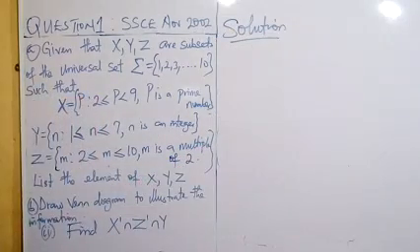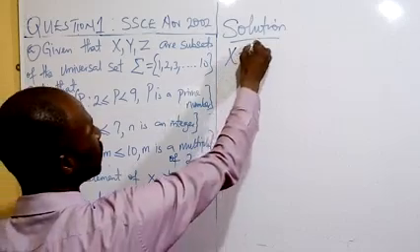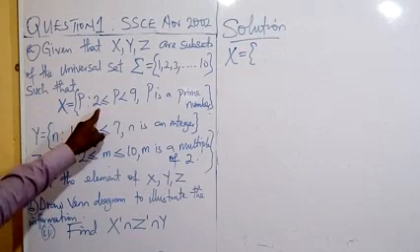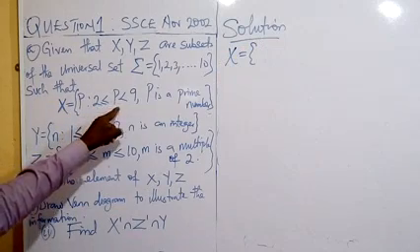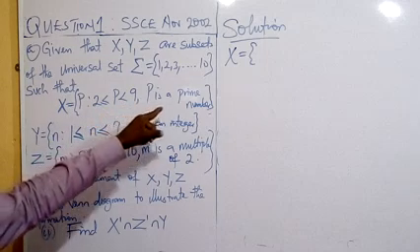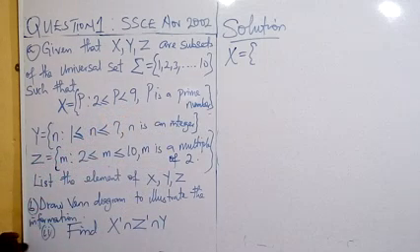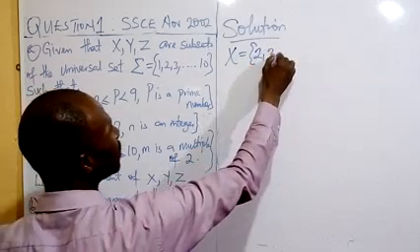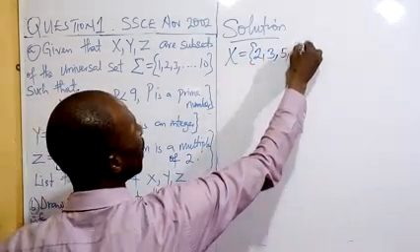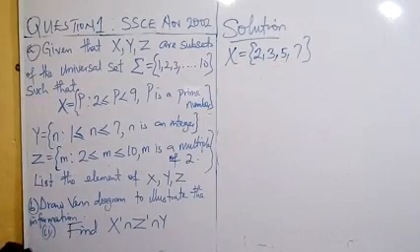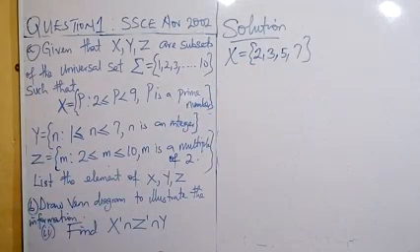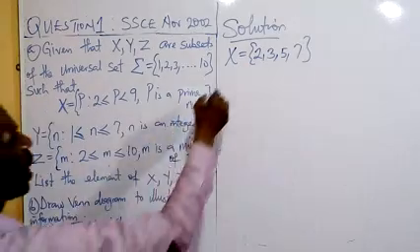All right. Now, the first question says that we should list the elements of set X. Don't forget, the element of X, look at it. 2 less than P less than 9, P is a prime number. What does that mean? What are the prime numbers from 2? We have 2, 3, 5, and 7. These are the prime numbers of subset X.